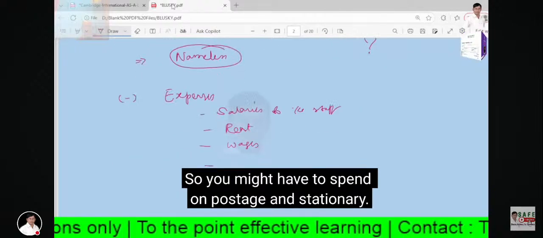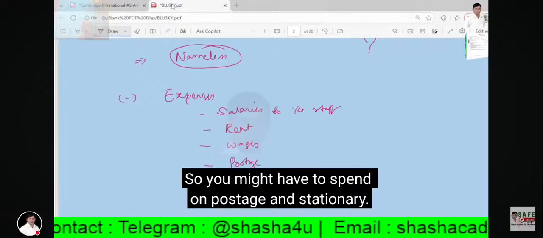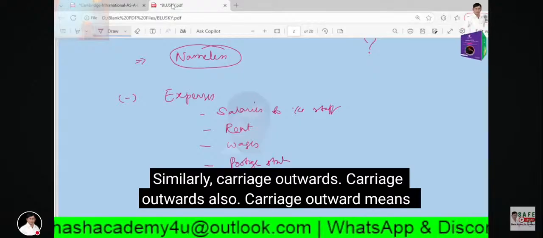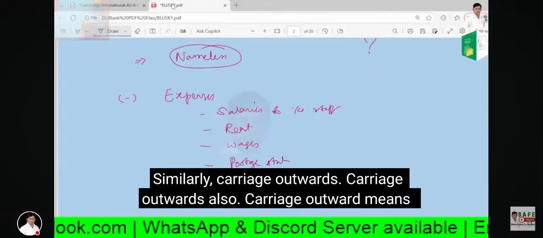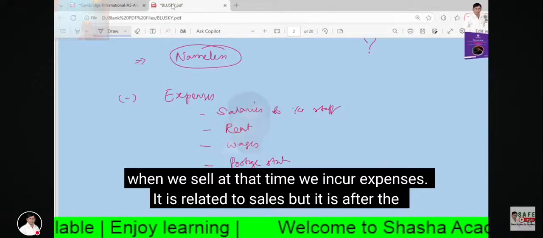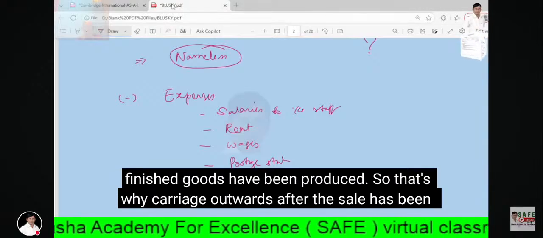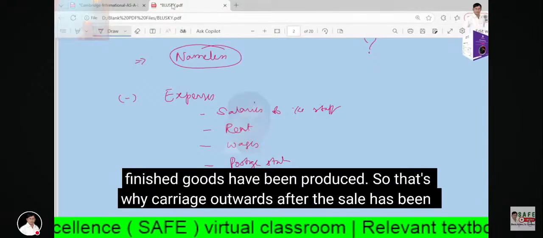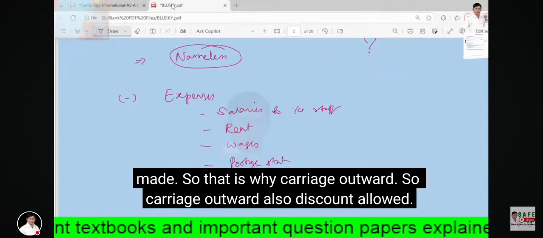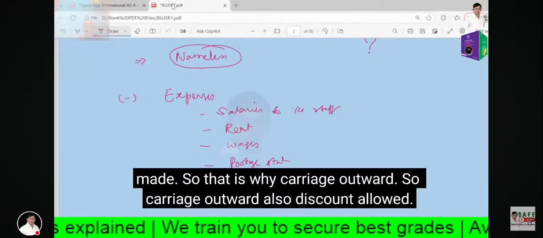You might have to spend on postage and stationery. Similarly, carriage outwards. Carriage outward means when we sell, at that time we incur expenses. It is related to sales, but it is after the finished goods have been produced. That is why it is carriage outward, after the sale has been made. Discount allowed.